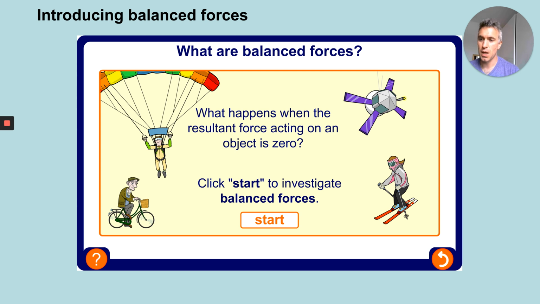Okay, so what are balanced forces? We're going to look at what happens when the resultant force is zero. Remember, resultant forces are what you get after you've done the maths. In the last lesson, we did an equation where we had an arrow pointing one way with 30 newtons and an arrow pointing the other way with 50. And we noted the resultant force was 20 newtons. That's the resultant force. So there are lots of different forces acting, but once you've worked out the final force, that's the resultant force. And we're looking at what happens if the resultant force is zero. There are different scenarios to look at.